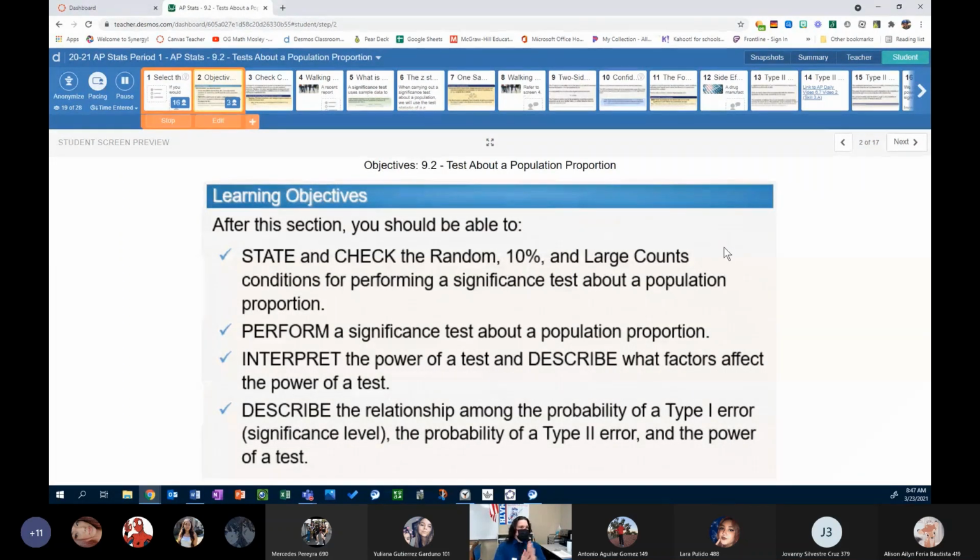All right, and this has our objectives for section 9.2, test about a population proportion. After this section, we should be able to state and check the random, 10%, and large counts conditions for performing a significance test about a population proportion. These are the same 3 conditions that we had to check previously in chapter 8. We need to be able to perform a significance test about a population proportion, interpret the power of a test and describe what factors affect the power of a test, and describe the relationship among the probability of a type 1 error, significance level, probability of a type 2 error, and the power of a test.